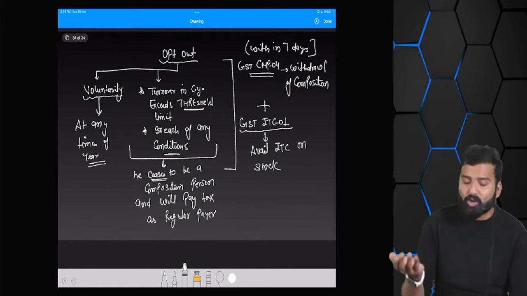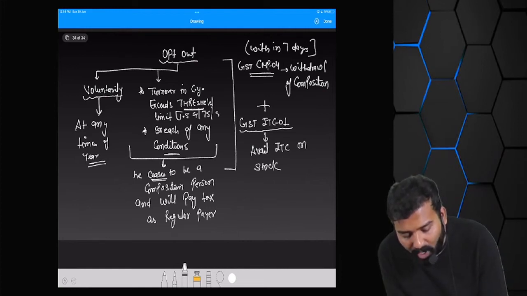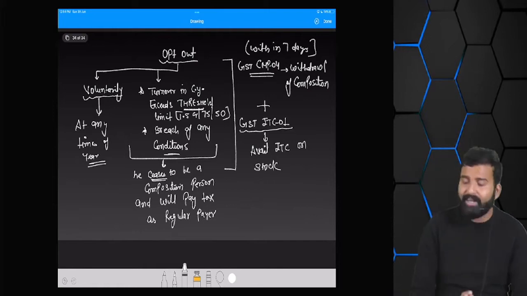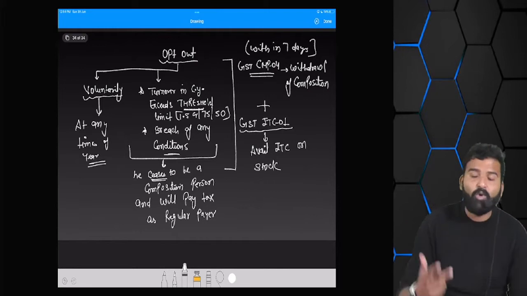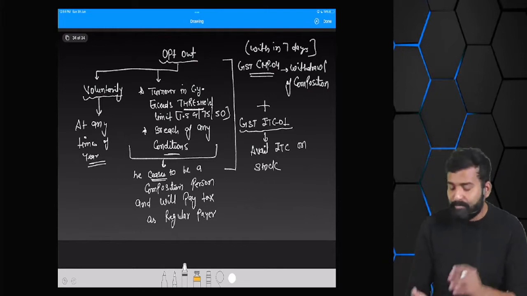So what is the threshold limit? Same limit: 1.5 crore, 75 lakhs and 50 lakhs, depending on where you are. The same limits of 1.5 crore, 75 lakhs and 50 lakhs are the threshold limits even for the current year also. Yes, these are the same limits for the current year also. So this is the way of opting out of the composition scheme.